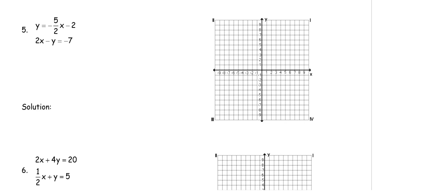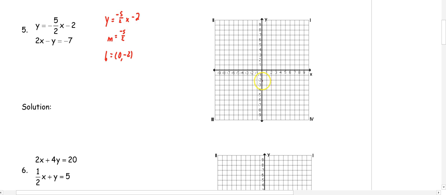Number 5, I have y equals -5/2x minus 2 and 2x minus y equals -7. So the first equation is already in y equals. So I have a slope of -5/2, and I have a b value of 0, -2.